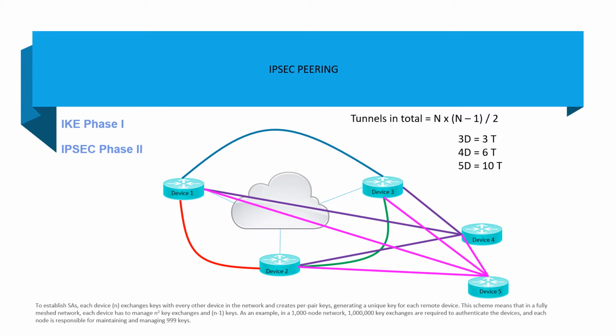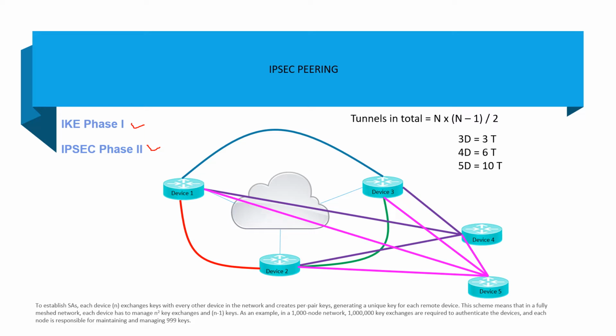There are two phases involved in forming the IPsec tunnel, which are IKE phase 1 and IPsec phase 2. In phase 1, it is going to build or authenticate the peers, and then it is going to build the IPsec phase 2, where exactly the data encryption happens.